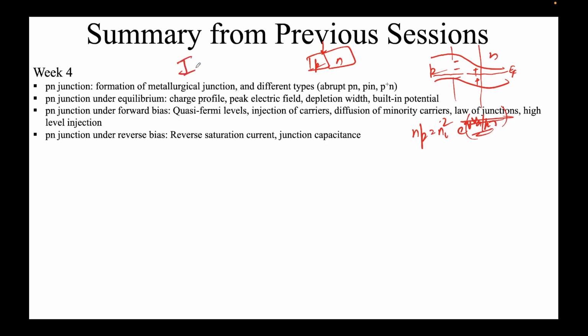However, the total current J, the total current density, was given by J equal to JS e to the power qVA by kT minus 1. This is the total current through a p-n junction diode.